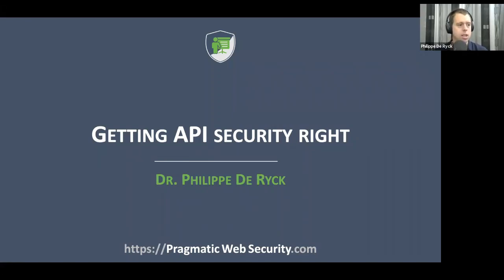All right. So let's talk about API security. Let's talk about a couple of ways that you can actually improve the security of your APIs. And I'm going to work through it step by step. And I'm going to start by setting the bar for API security really, really low.